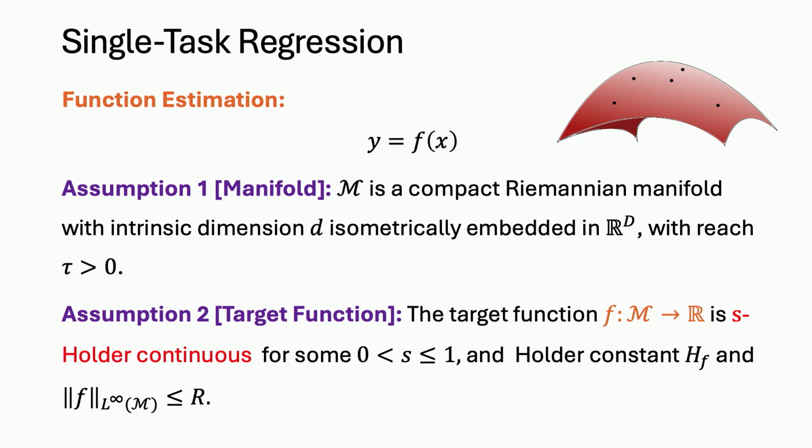Okay. So we first consider regression of functions y = f(x). This is called a single task regression because we just have a single function, and I'm going to assume that the function is supported on a low-dimensional manifold. It's a very smooth Riemannian manifold embedded in capital D-dimensional space. The manifold has a positive reach. The function is nice. It's a Hölder function with Hölder index s between 0 and 1. For example, s equals 1 implies that we have a Lipschitz function.